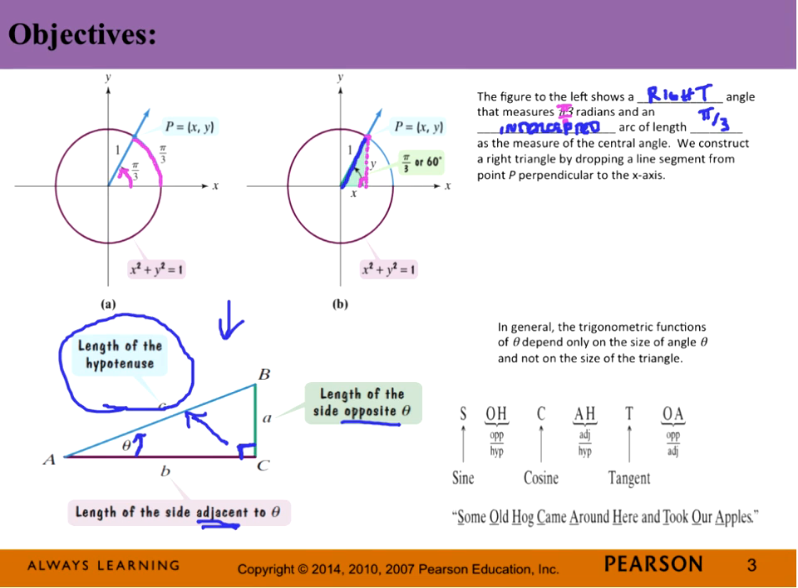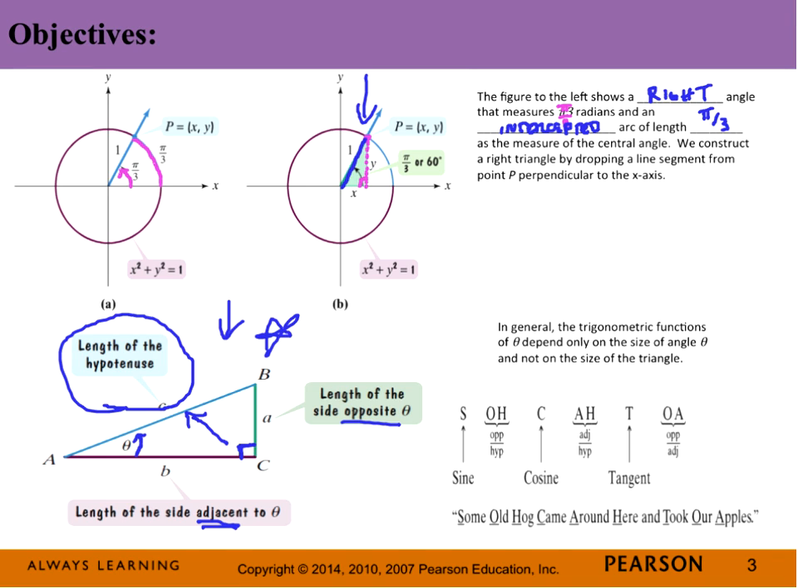So in general, trigonometric functions of theta depend only on the size of the angle and not the size of the triangle. That's why we were able to make the same assumptions for this right triangle down here at the bottom that we would make if we were still planted in the unit circle.